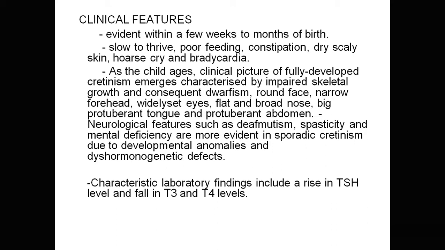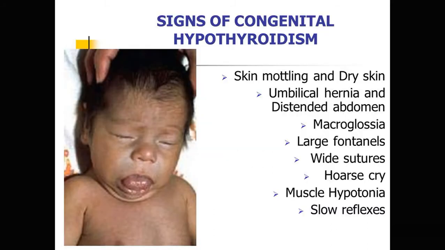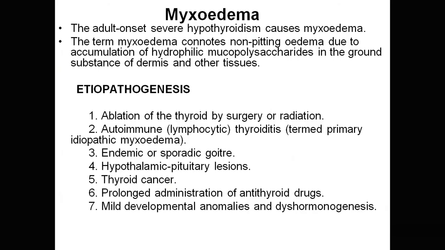The child has the typical facial features: dwarfism, round face, narrow forehead, widely spaced eyes, flat and broad nose, and a big protuberant tongue and protuberant abdomen. Some neurological features are also there: spasticity, mental deficiency. So these are the features of congenital hypothyroidism or cretinism.